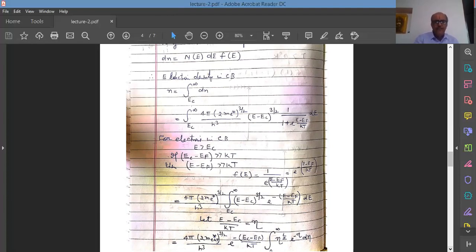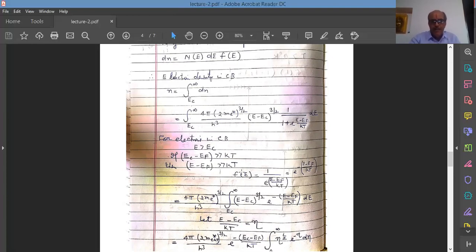So therefore, if E is larger than Ec, Ec minus Ef will be larger than kT. kT is nothing but the thermal energy. So if the energy is far from the bottom of the conduction band, then since the Fermi level is lying in the forbidden band, E minus Ef is obviously larger than kT.